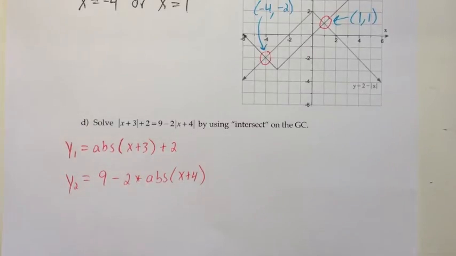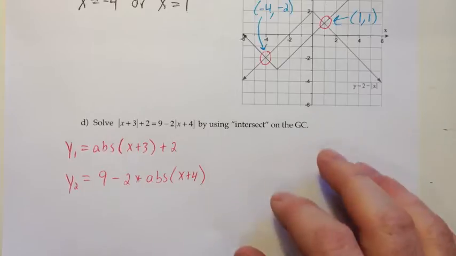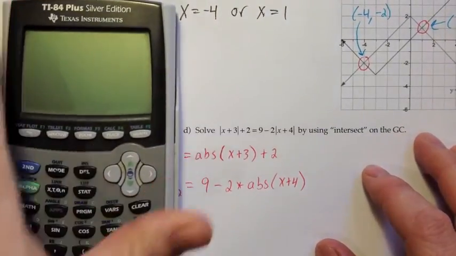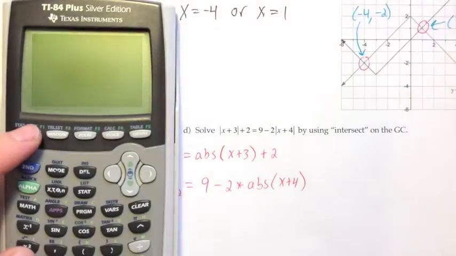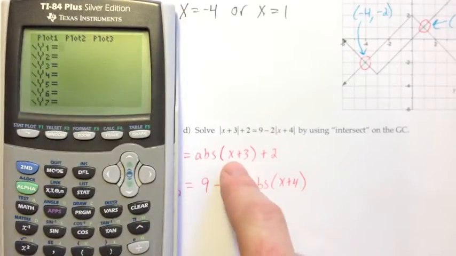So we're going to want to graph those and then look for the intersections just like we did on this problem here. So let me go ahead and show you how to put that into the calculator. We're going to go into the y equals menu, and our first function is going to be the absolute value of x plus 3.